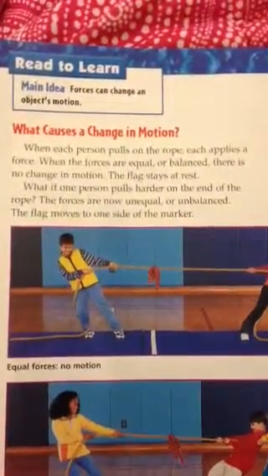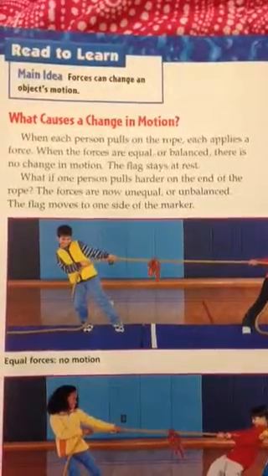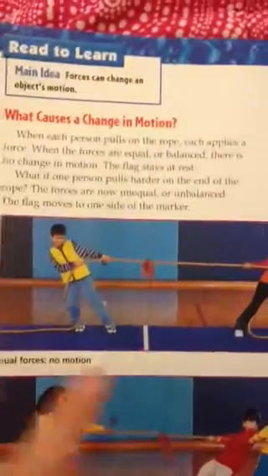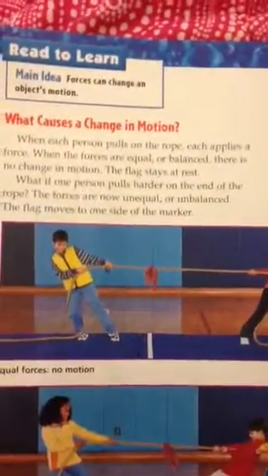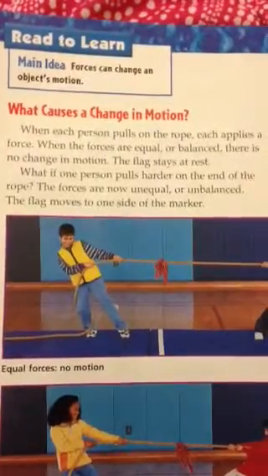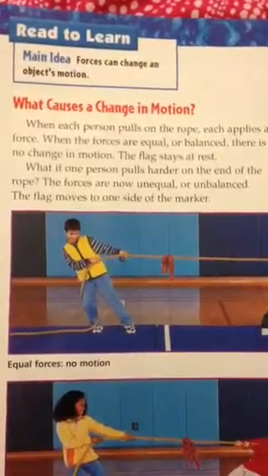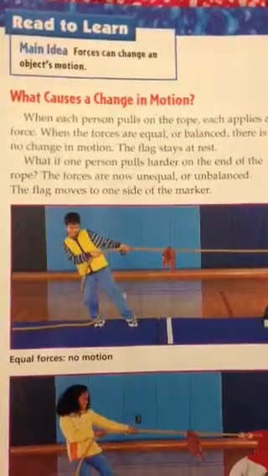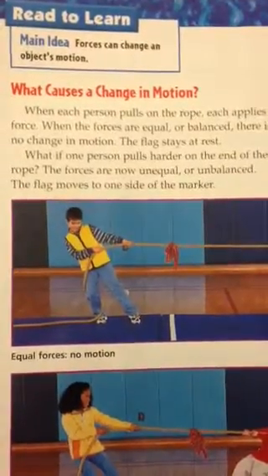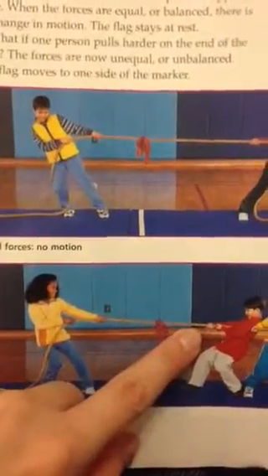So let's read page E24 together. What causes a change in motion? When each person pulls on the rope, each applies a force. When the forces are equal or balanced, there is no change in motion and the flag stays at rest. What if one person pulls harder on the end of the rope? The forces are now unequal or unbalanced. The flag moves to one side of the marker. The flag is moving in the bottom picture.